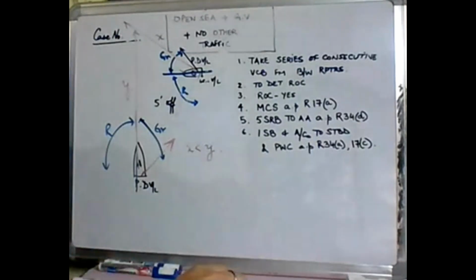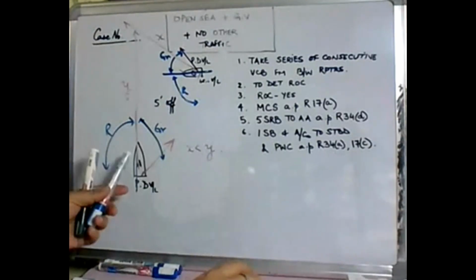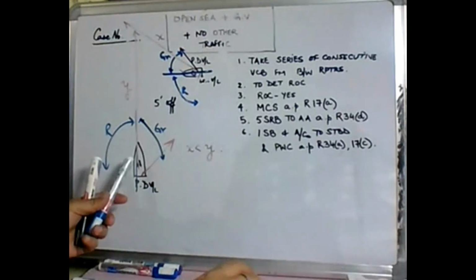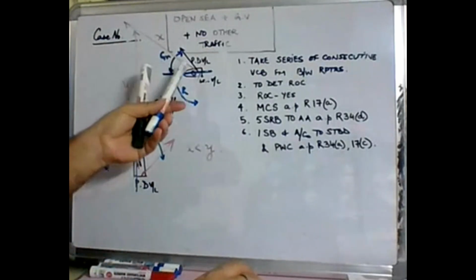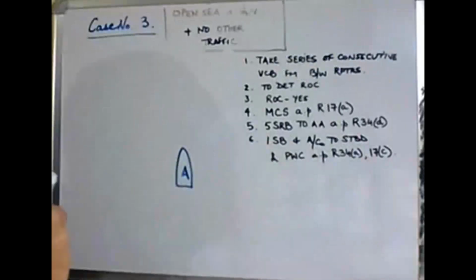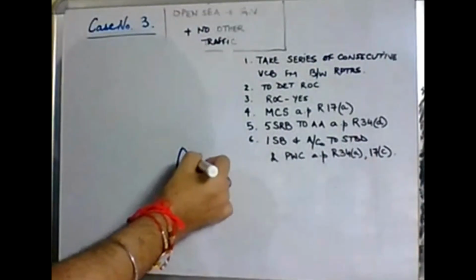Sir, in this case, if the other vessel is doing much greater speed than our vessel, then I will not cross ahead, obviously. Then I will be altering. Now, this is your own vessel, powering vessel.